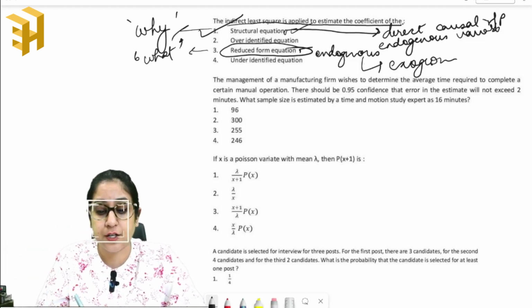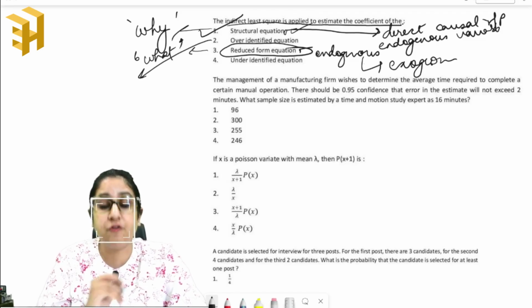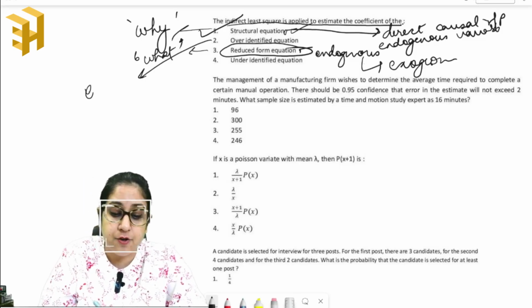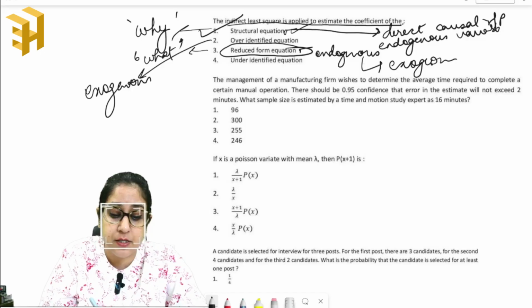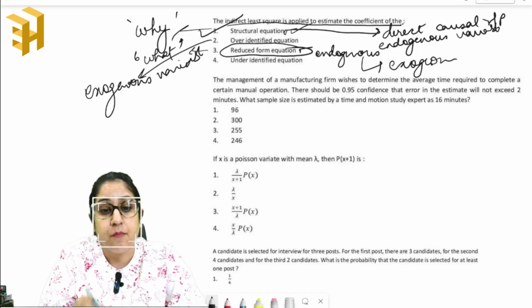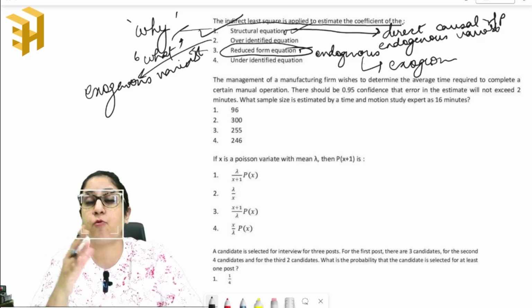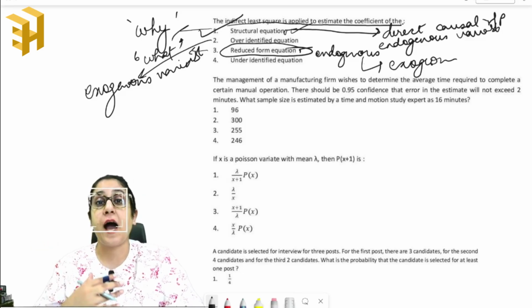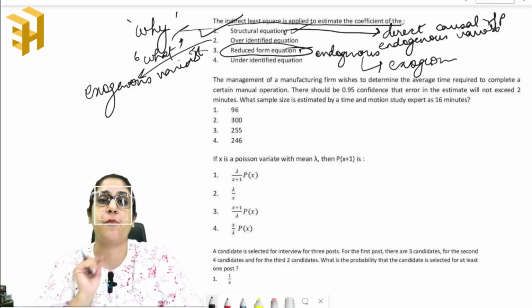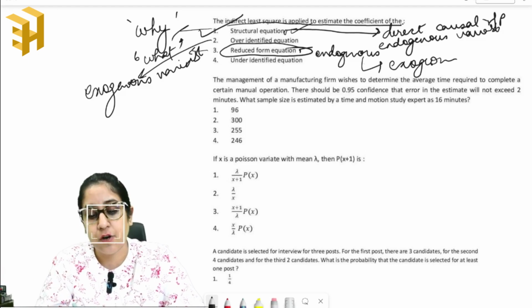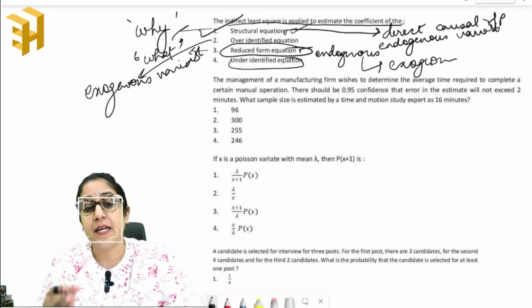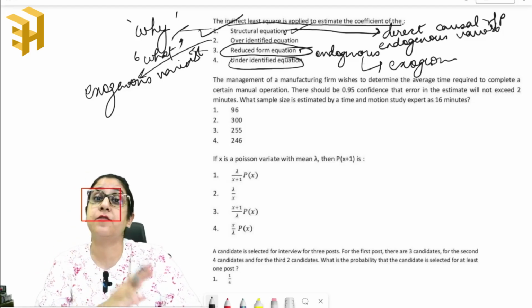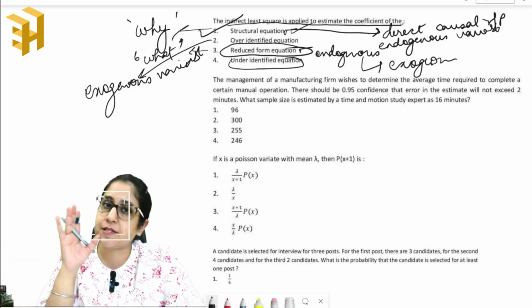Another thing which you can note down is with respect to over-identified equations. Over-identified equations are those where the number of exogenous variables is more than what is necessary to estimate the unknown parameters, so you have a lot of information available to you. On the other hand, an under-identified equation is one where the number of endogenous variables is less, so that you do not have complete information to estimate the model.